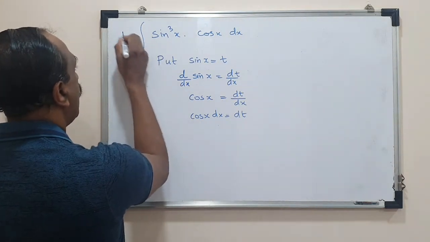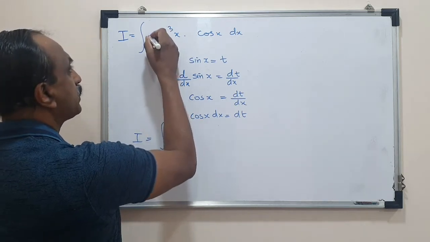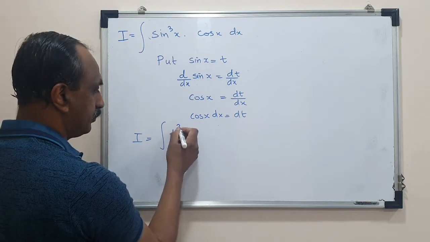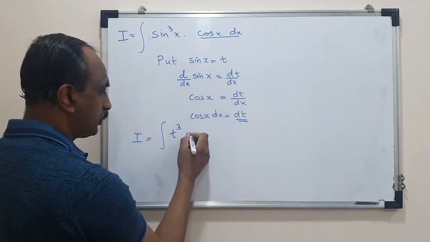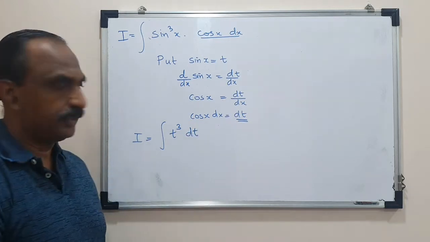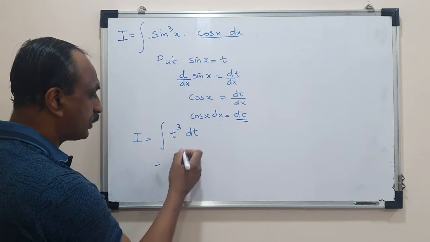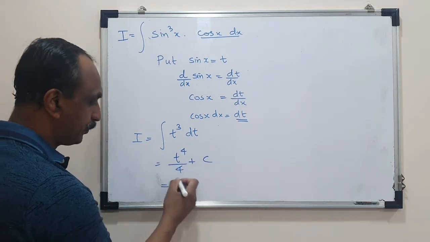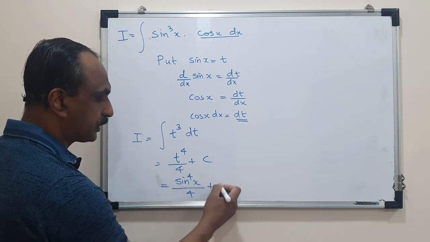So the integral became, instead of sin x, it is t, so it became t cube. Instead of cos x dx, it is dt, so it became t cube dt. Now integration is possible with the x raised to n formula. So t raised to 4 upon 4 plus c. So your final answer becomes sin raised to 4 x upon 4 plus c.